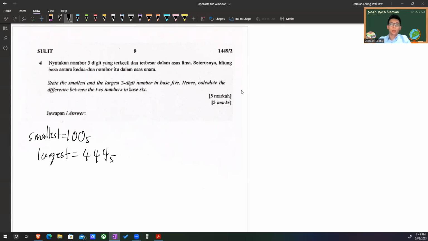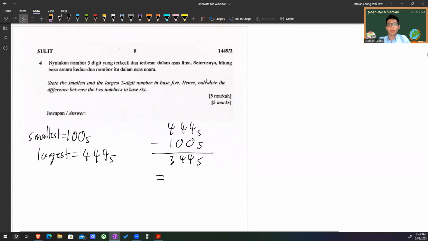So I want the difference of the two numbers in base 6. So convert to base 6 first. Actually, you don't need to convert both. I can take the difference first. So difference means I take the largest number minus smallest number. 444 base 5 minus 100 base 5, which is 344 base 5. That's the difference.